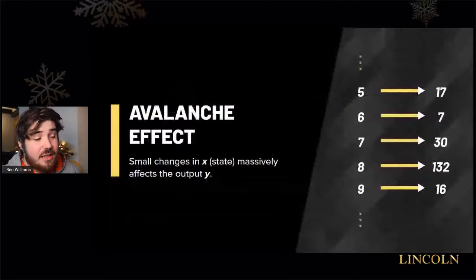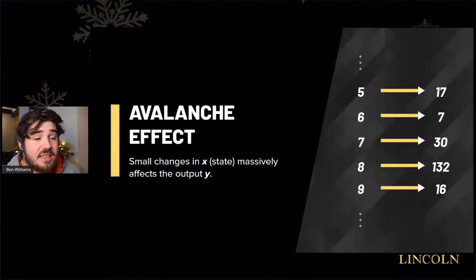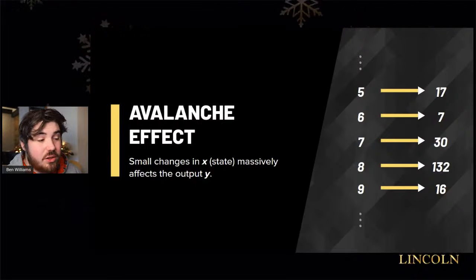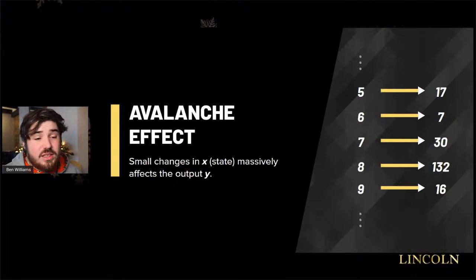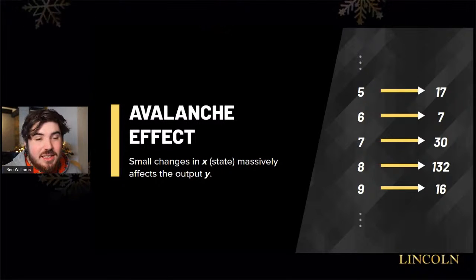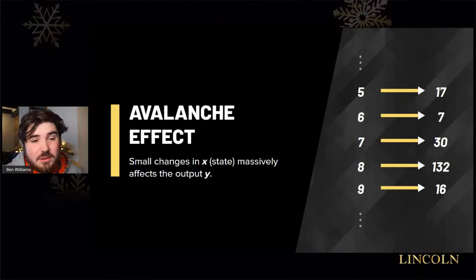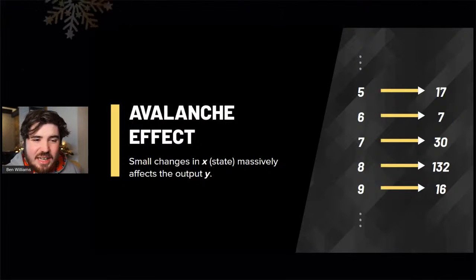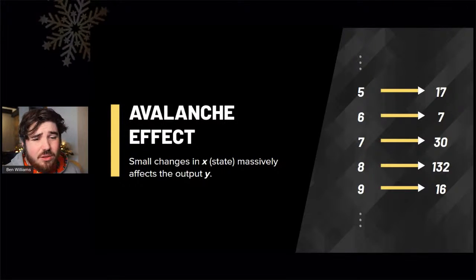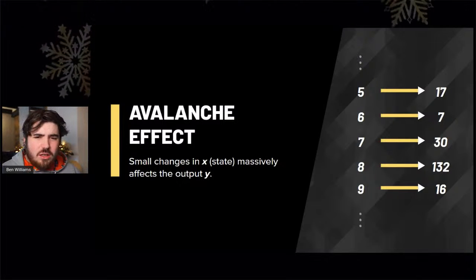The next is the avalanche effect. You might have heard of this in cryptography, but small changes in x massively affect the output y. Here on the right, I've got an example of this. If we go from 5 to 6 to 7 and 8 and 9, this is going up by 1. But based on that state determinism rule, you can see that 5 gets mapped to 15, 6 gets mapped to 7. It takes something on the left and changes it to something on the right which looks completely different. We can think of this as the avalanche effect. This is what makes it random.